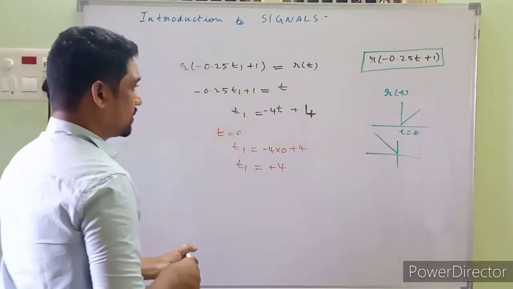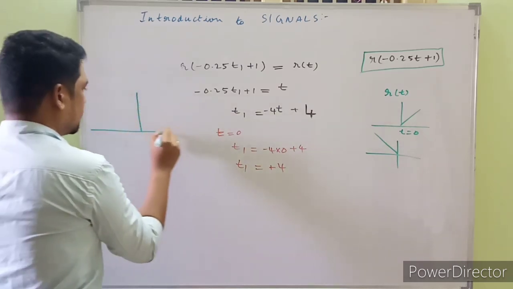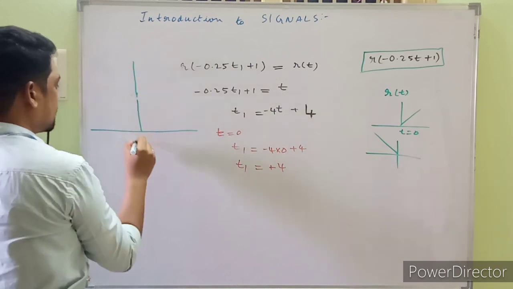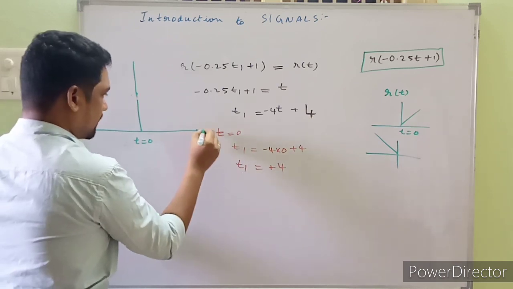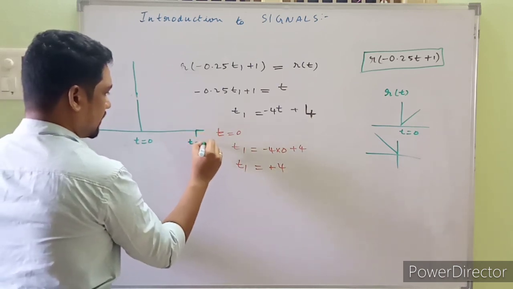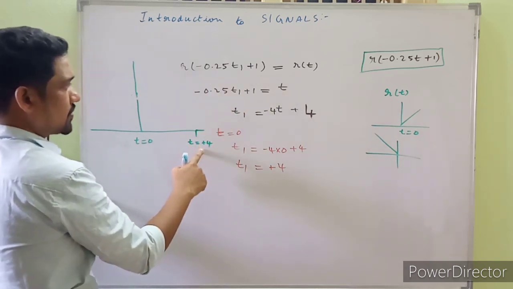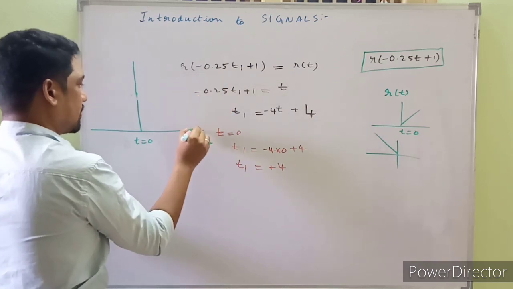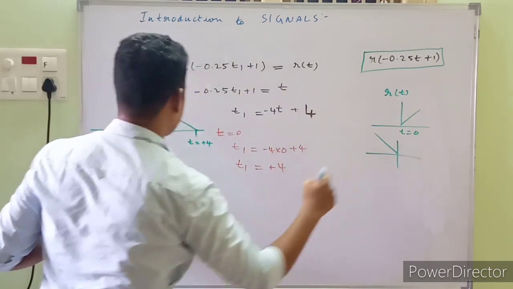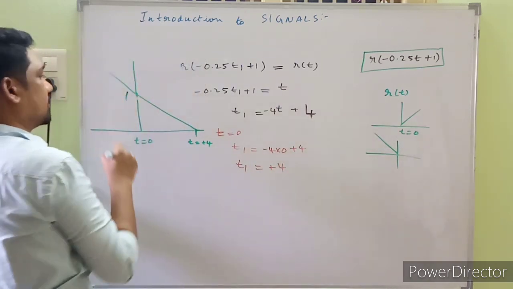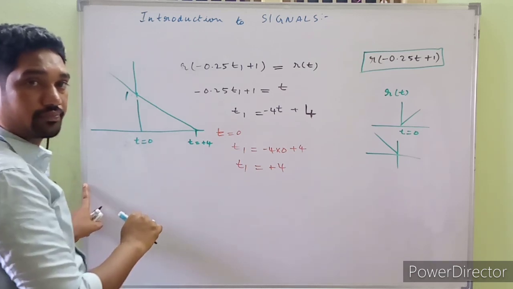Let me draw it. Here is the sketch of r of t at t equal to 0, and r of t1 starts from somewhere else, at t equal to plus 4. The manipulated signal starts commencing from t equal to plus 4 with a negative time direction, like this. Why? Because r of minus t is this, a shifted version. And remember, this is the amplitude. We have done nothing with the amplitude. The slope will be unity in this case.